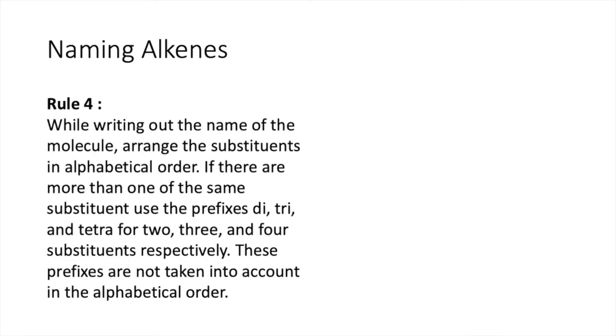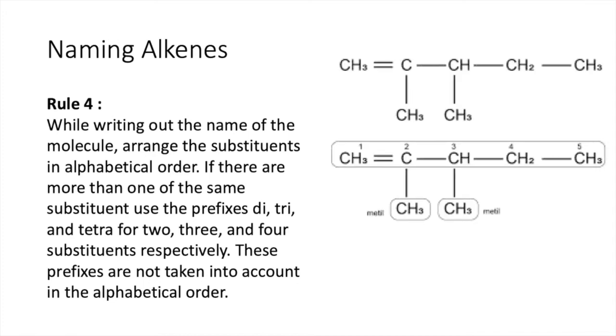Rule number 4: while writing out the name of the molecule, arrange the substituents in alphabetical order. If there is more than one of the same substituent, use the prefixes di, tri, and tetra for 2, 3, and 4 substituents respectively. These prefixes are not taken into account in the alphabetical order. So this is an example where the chain has more than one substituent.